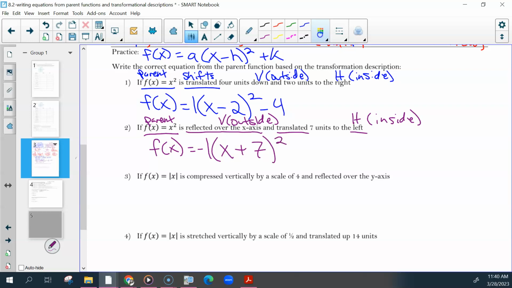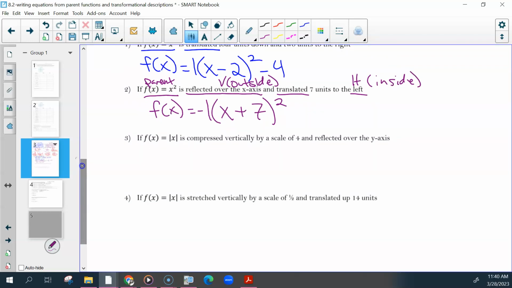Then do we have a k value that we can put up there? It didn't say anything about translating up or down, so we don't have a k value. The biggest thing with this is don't add in extra things, only do what's there. And that will keep you up. So before we move on to 3, what questions do we have on 2?